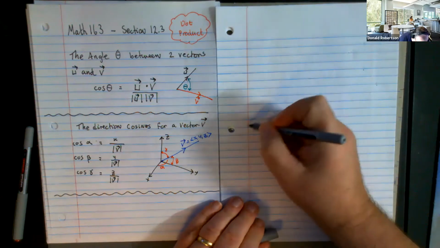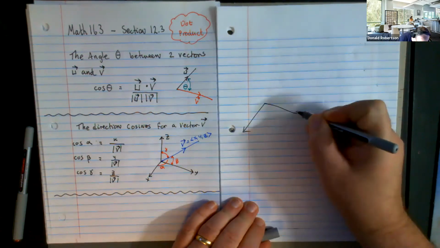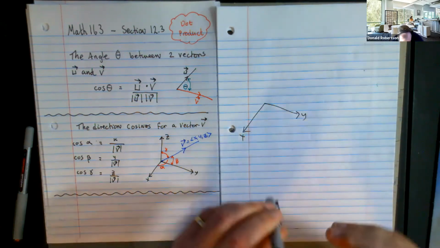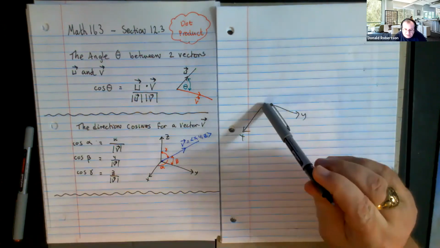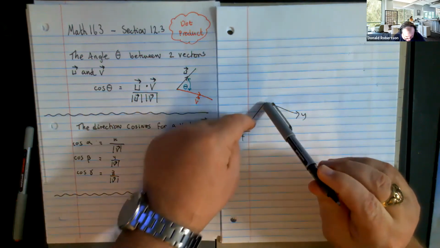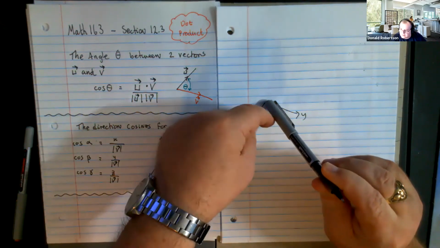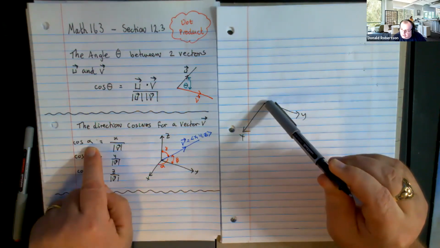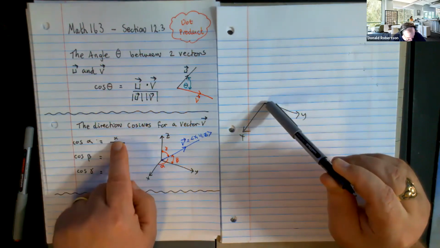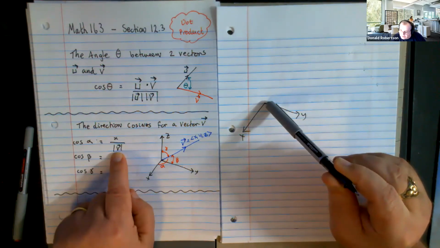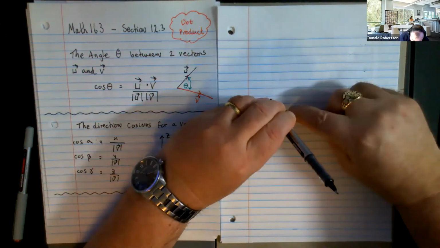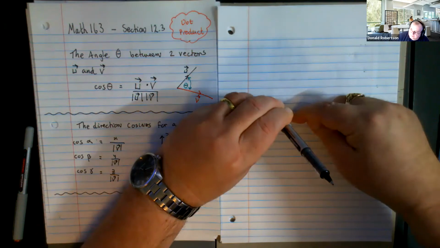If I do at least the X and the Y axis, which I think I can get away with, can you see that this pen makes an angle with the X axis? That's called alpha. And the cosine of that angle, alpha, is the X coordinate of the vector divided by the magnitude of the vector.